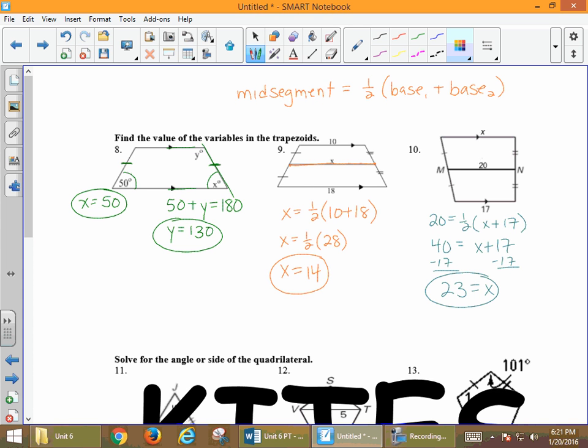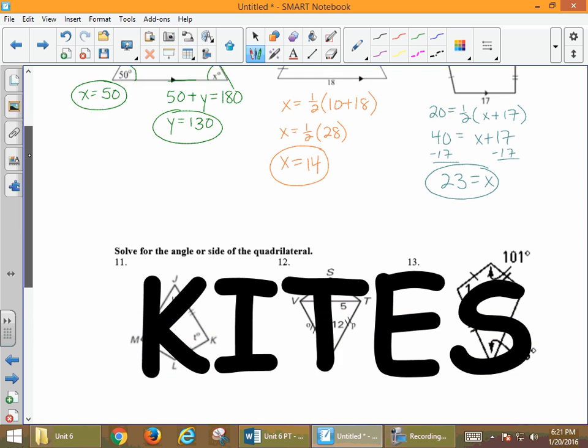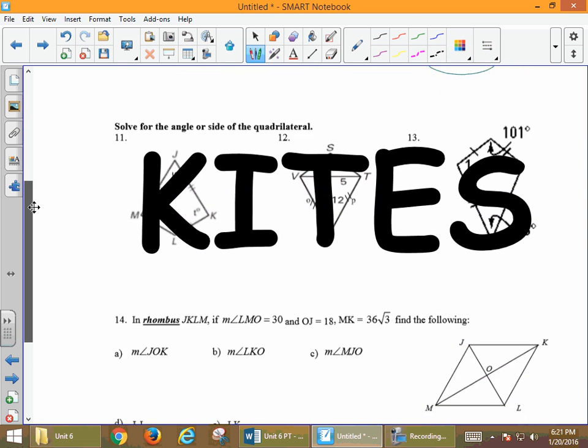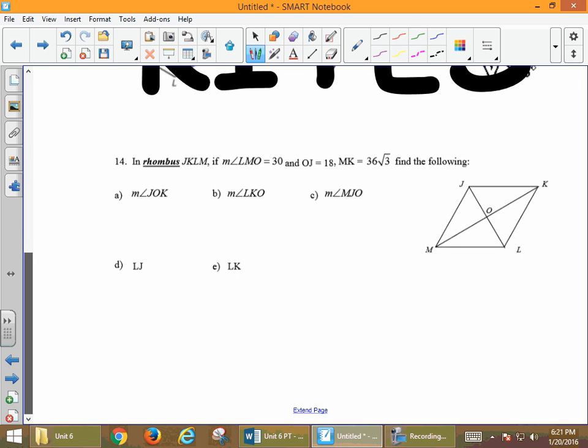will be my x value. X is equal to 23. Looking at 11, 12, and 13, those questions have to deal with kites. We did not cover kites in this unit, so we will just move right along. Moving down to number 14.